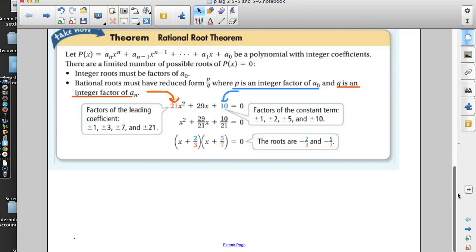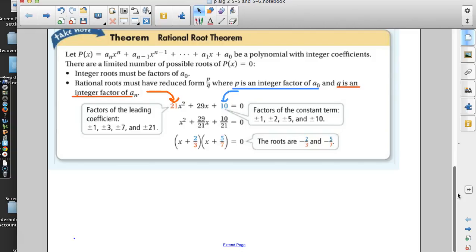Now, it says integer roots must be factors of a sub 0, and that's the constant in the back. And it says rational roots must have reduced form p over q, where p is an integer factor of that constant and q is an integer factor of the number that's out in front, that a sub n. So you look at that box, and my goodness, do they make that sound horrible.